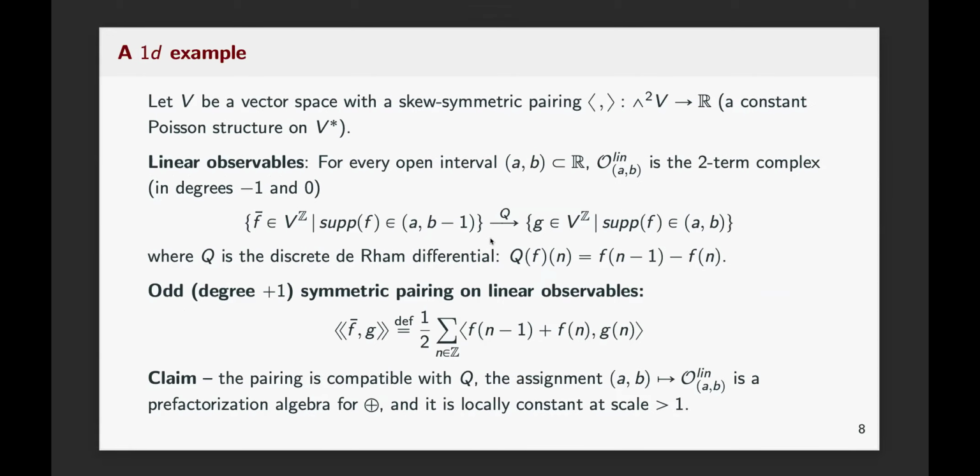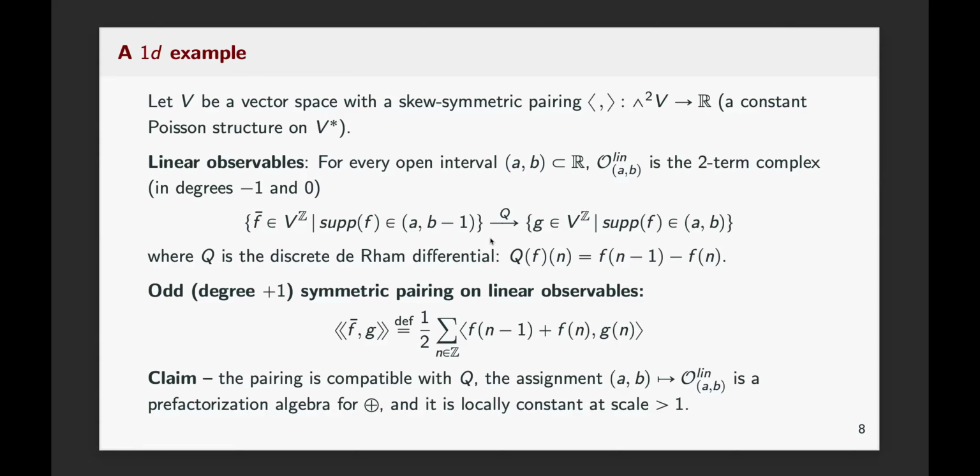So here's the model I'm going to use. Let's start with a vector space with a skew-symmetric pairing on it. It doesn't need to be non-degenerate. So essentially, that means, let's say that V is finite dimensional. That's just a constant Poisson structure on the dual of V. And for every interval, I'll be describing the linear observables, so the complex that is dual to fields. So it's a two-term complex. So in degree -1, we have functions on Z with values in V.